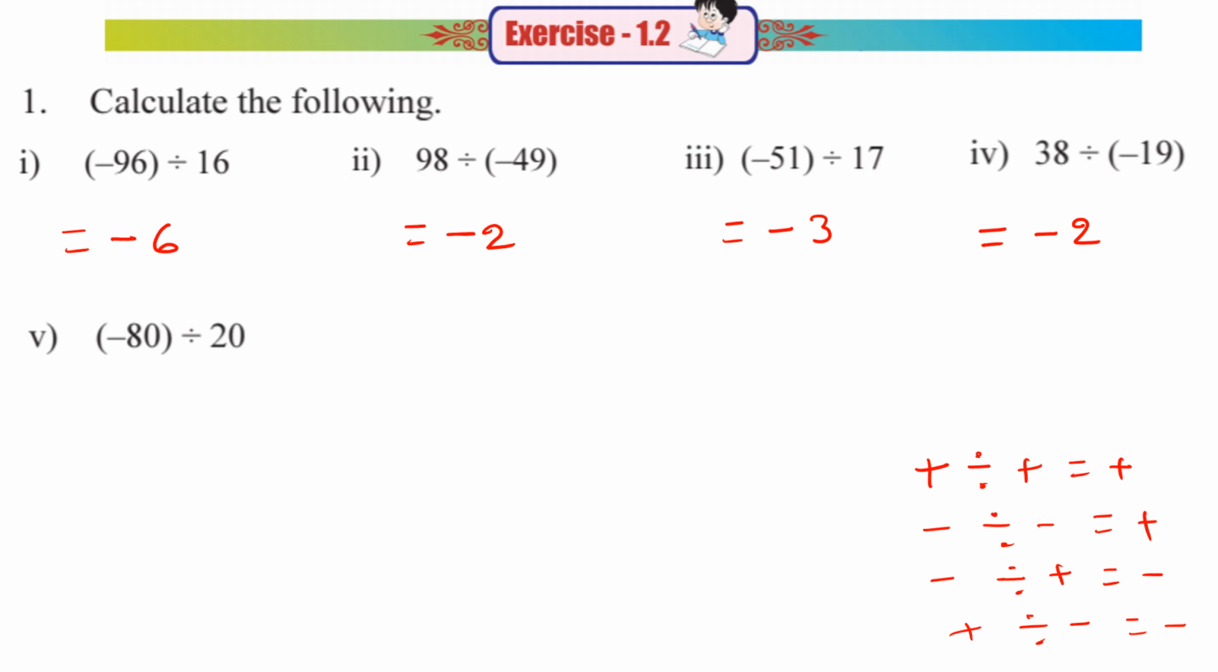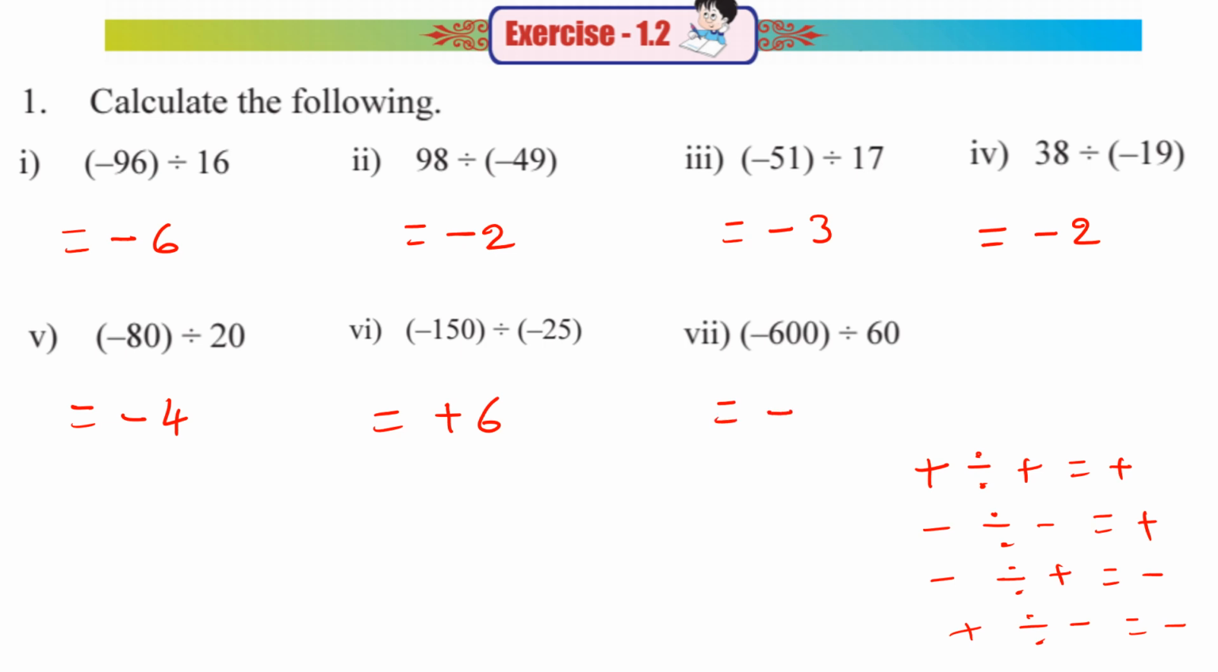Look at that. Minus 80 divided by 20. Minus divided by plus is minus. Let's see the next one. Minus divided by minus should be plus. So 25 6s are 150, right? Now let's see one more: minus divided by plus is minus, 600 by 60 is 10. 60 10s are 600. Like that is the eighth question. Minus divided by plus should be minus, 54 divided by 9, that is 9 6s are 54.